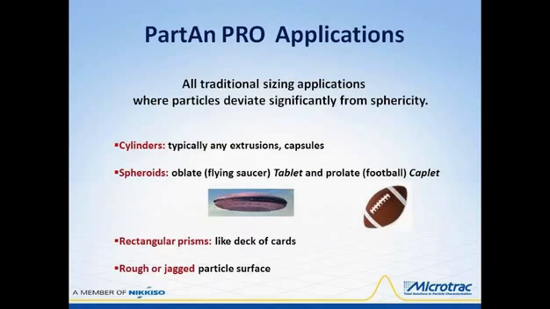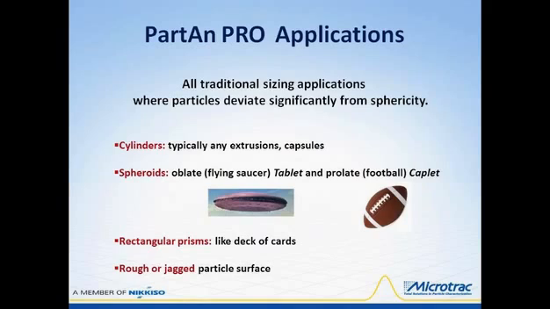We'll go through 2 slides on particularly good applications for the Parsum 3D Pros. The first group listed here is all traditional sizing applications where particles deviate significantly from sphericity. The 4 major categories are listed below: cylinders, spheroidal particles, rectangular prisms, and rough surface particles. The Parsum 3D unit measures all 3 dimensions from which all the shape parameters can be calculated.